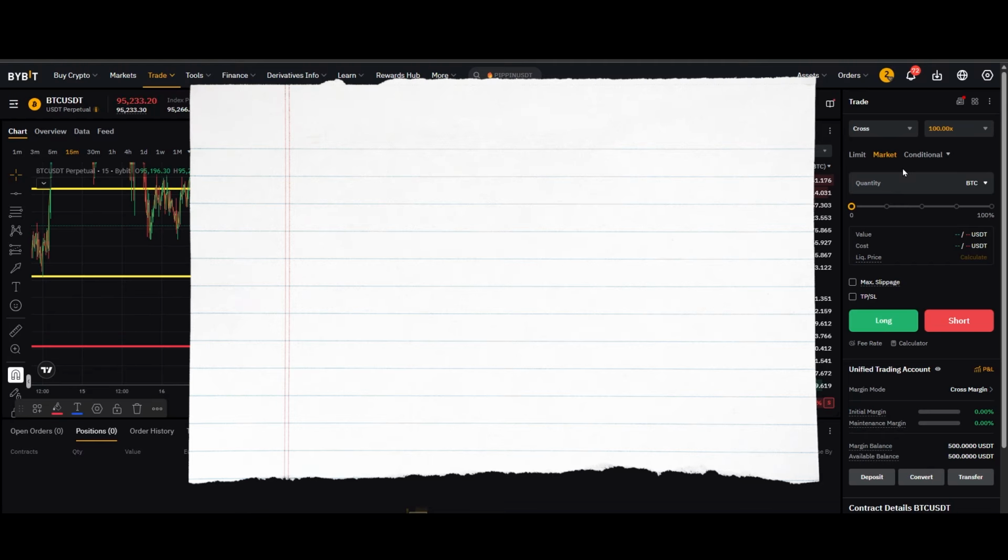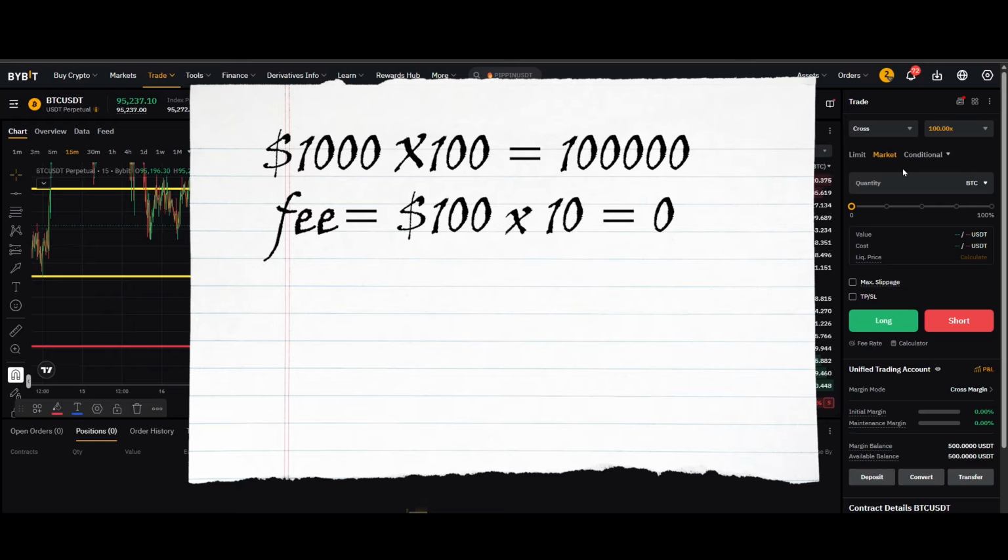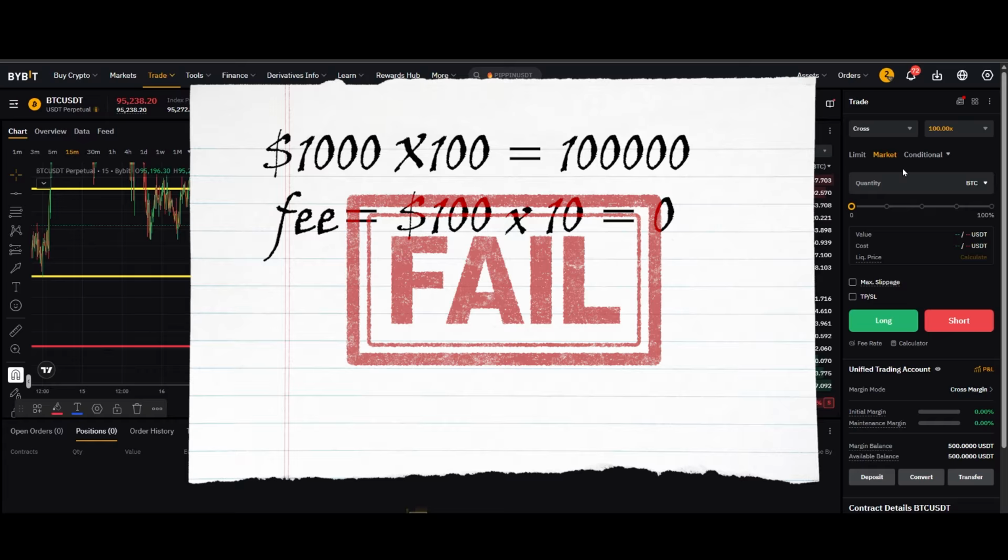Let's do simple math. You trade $1,000 with 100 times leverage. That means you're actually trading $100,000. Fees are charged on $100,000. One trade, $100 in fees. Trade 10 times and your entire capital is gone, just from fees. That's why high leverage is high risk, high return.